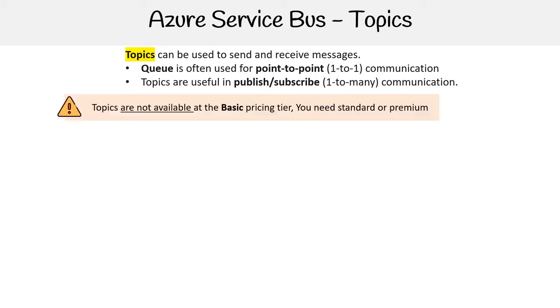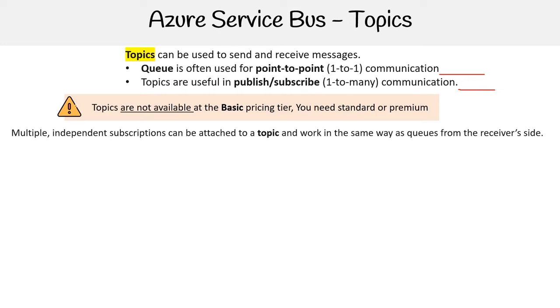So topics are not available at the basic pricing tier. You need to have standard or premium. So if you're trying to find that option for PubSub, that's where we're going to have it. And remember that we said that queues use a pull model. Well, topics use a push model. So you don't have to request it, it just gets pushed out to you because you're subscribed to it, like having a newsletter delivered to your door.